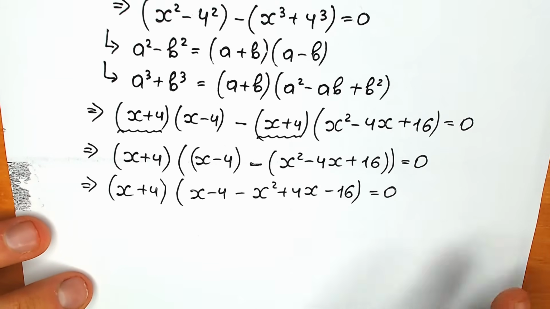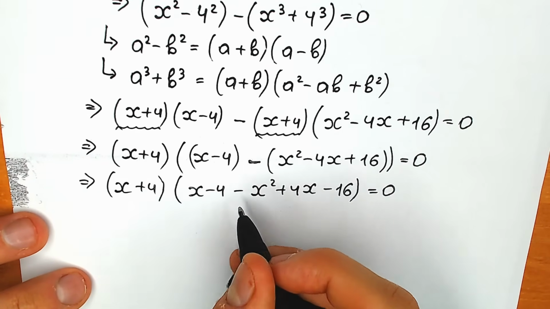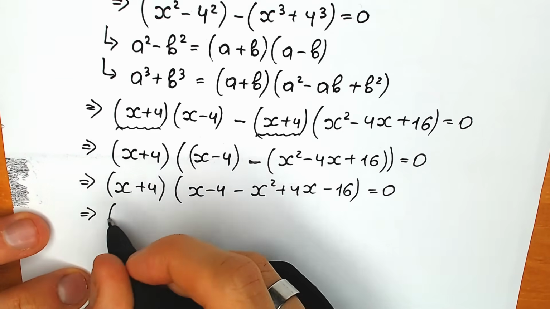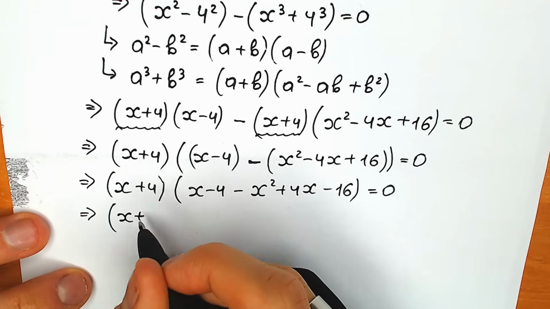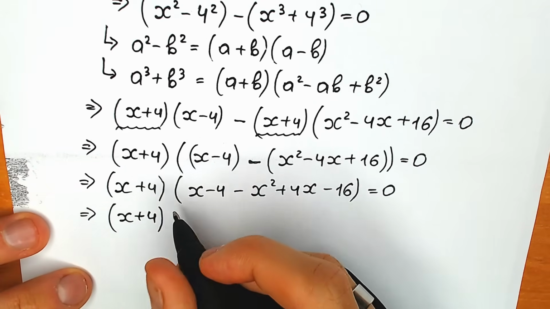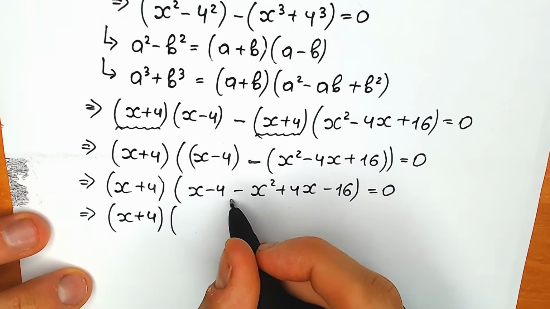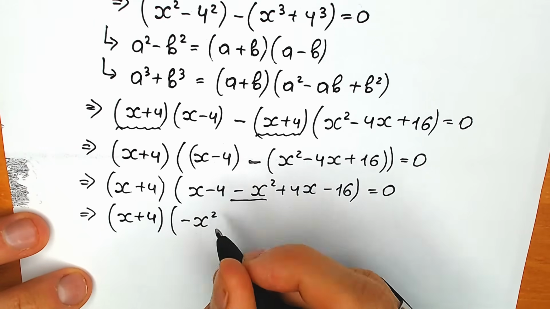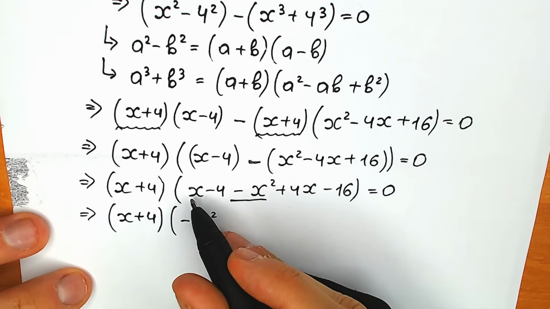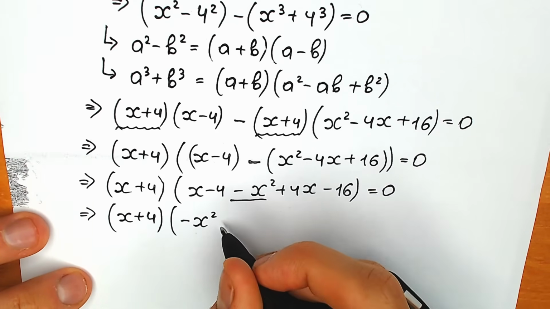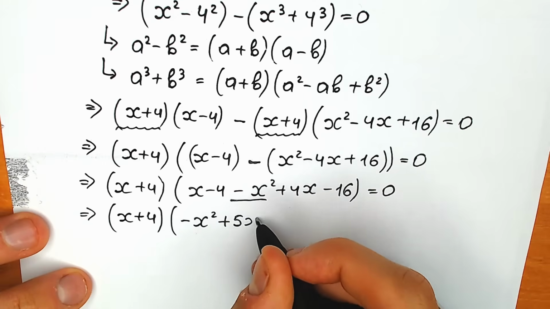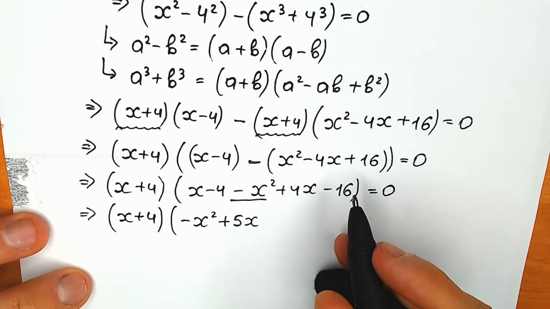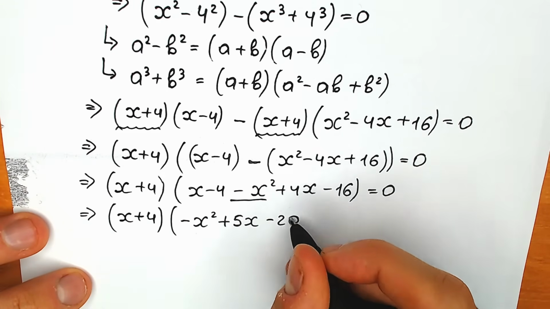Right now, let's find the common thing. Let's simplify this. So first of all, I'm going to write the same beginning. So x plus 4 right here. But what do we have right here? We have minus x squared. I'm going to write it on the first position. So we have minus x squared on the first position. On the second position, x plus 4x, we have plus 5x. Minus 4 minus 16, we have minus 20. Minus 20 is equal to 0.